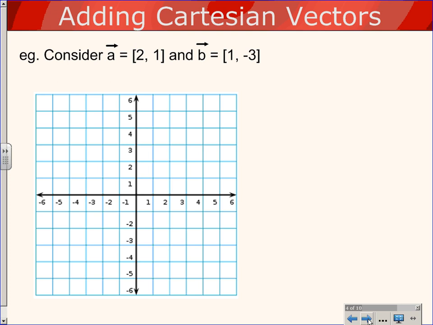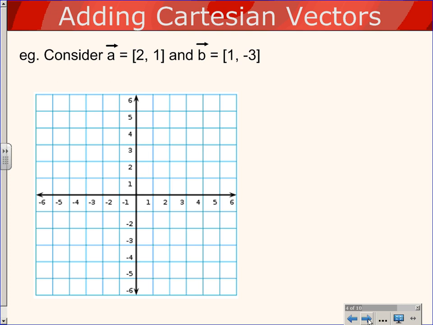Here's the reason it's nice. When we were adding vectors before, we had to be really careful to add them head to tail. That's still important. We still need to do that. But then we ended up doing a lot of work with sine law and cosine law and a lot of trigonometry to come up with the sum of a vector.